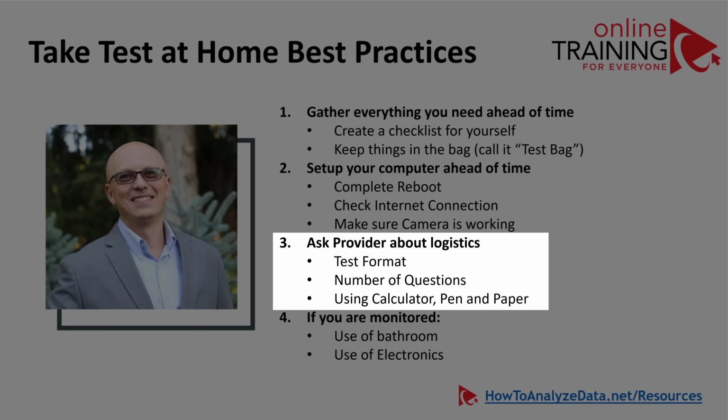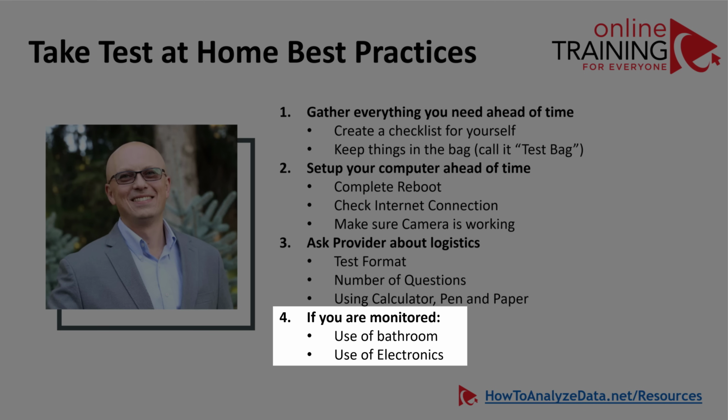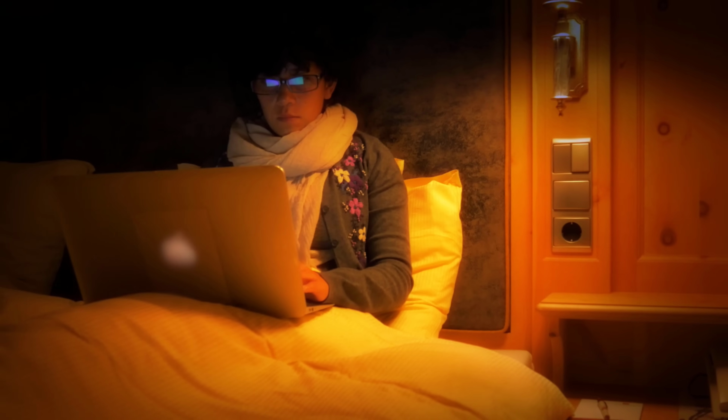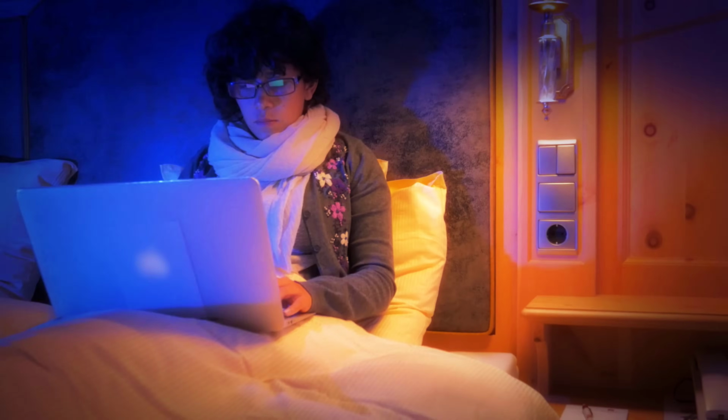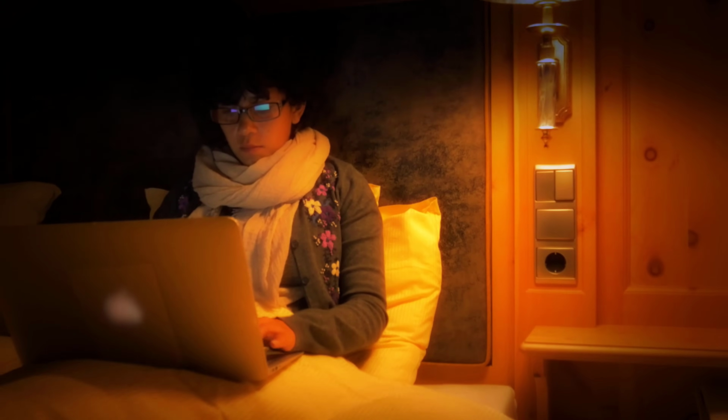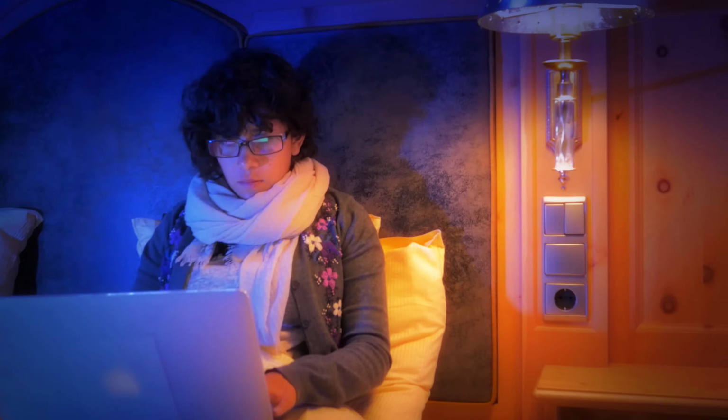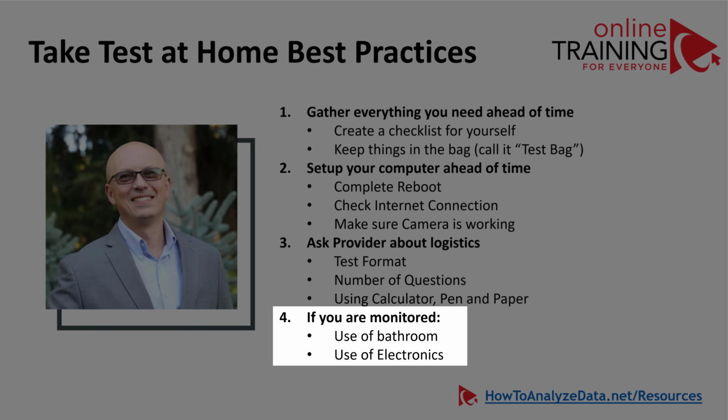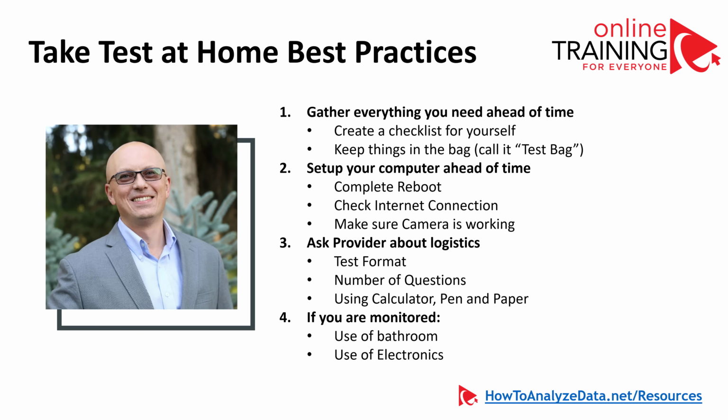You can also ask about using a calculator, pen or paper. Is it allowed? Some test providers may not allow you to use any of those. And last but not least, if you're monitored, how do you use the bathroom? A lot of times when you're monitored, companies provide you with unlimited test duration. But you need to check how you can use the bathroom to make sure your test results are not invalidated. Also, if somebody calls you or texts you, how would you respond to those? Checking those things ahead of time helps you succeed on the test.